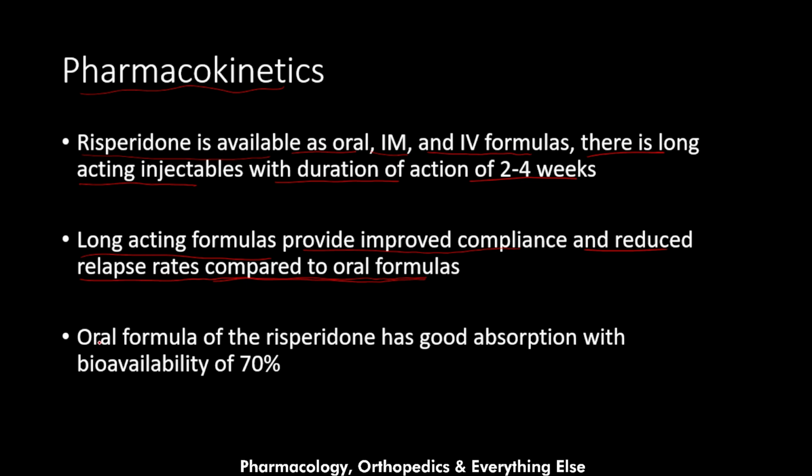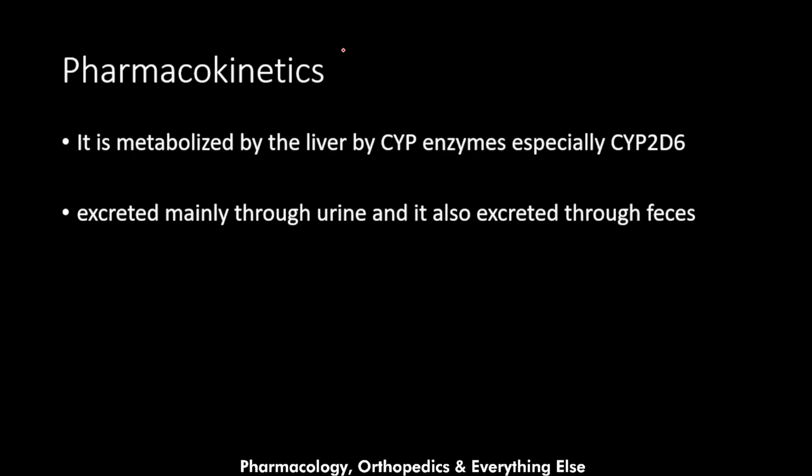And the oral formula of Risperidone has good absorption with bioavailability of 70%, and it is metabolized by the liver by the cytochrome P450 enzymes, especially CYP2D6, and it is excreted mainly through urine, and it is also excreted through feces.